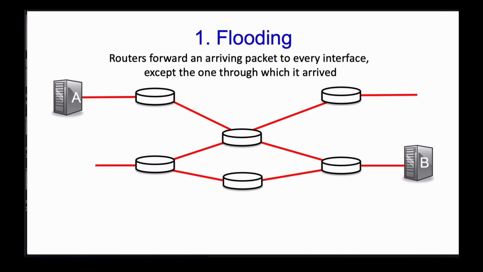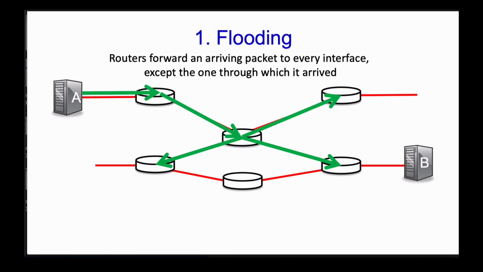Flooding is a simple way to make sure that at least one copy of a packet is delivered to every destination. Routers forward an arriving packet to every interface except the one through which it arrived. Let's take a look at an example. A packet from A is sent by the first router to all of its output links, and so on through the network. It does this except for the one that would send it back to A again.